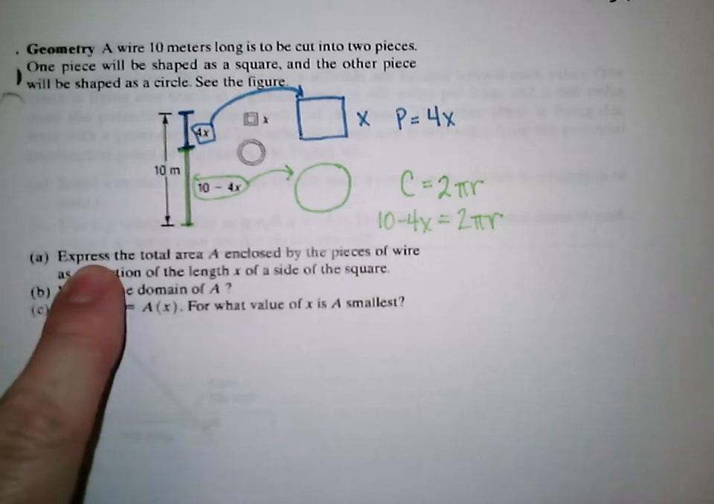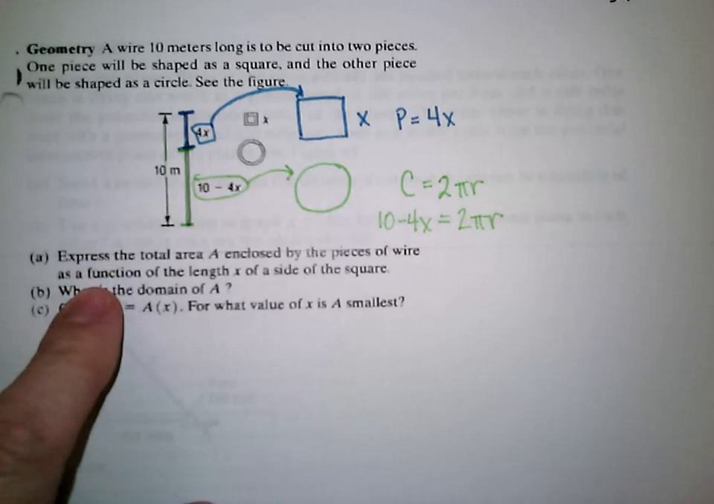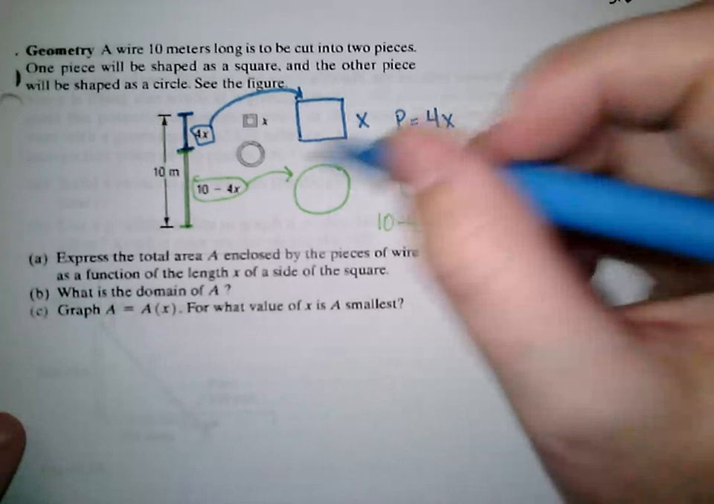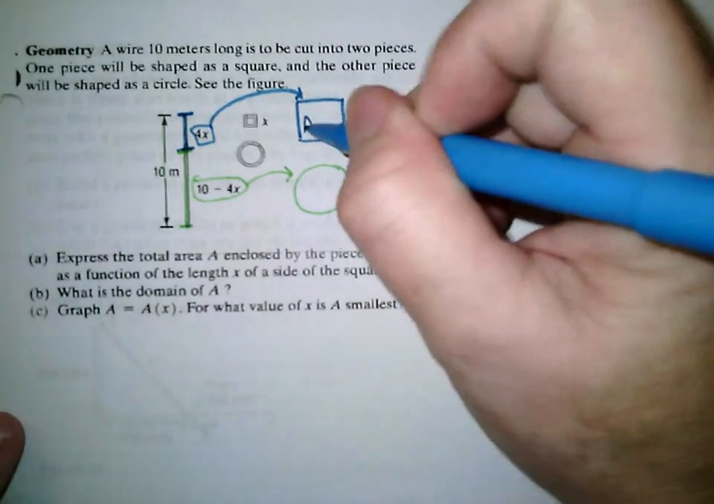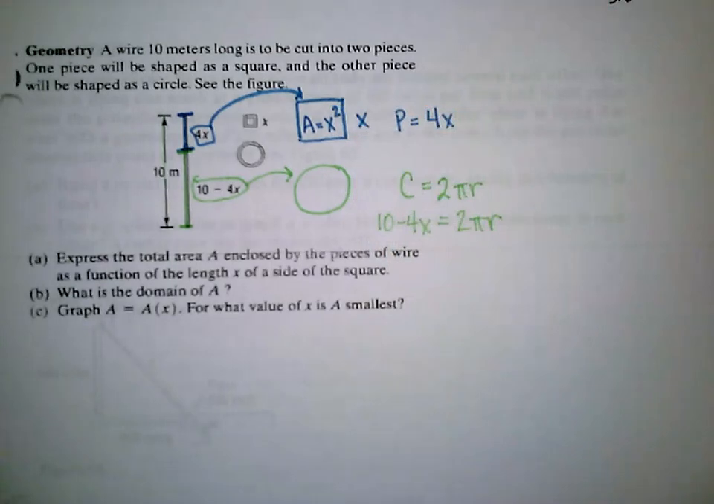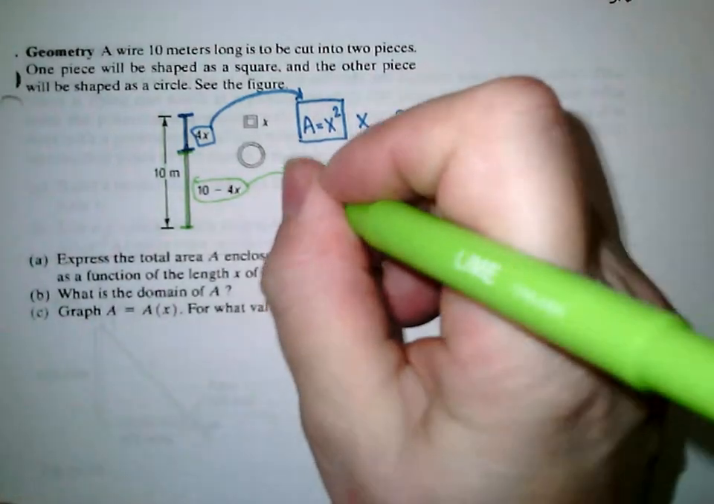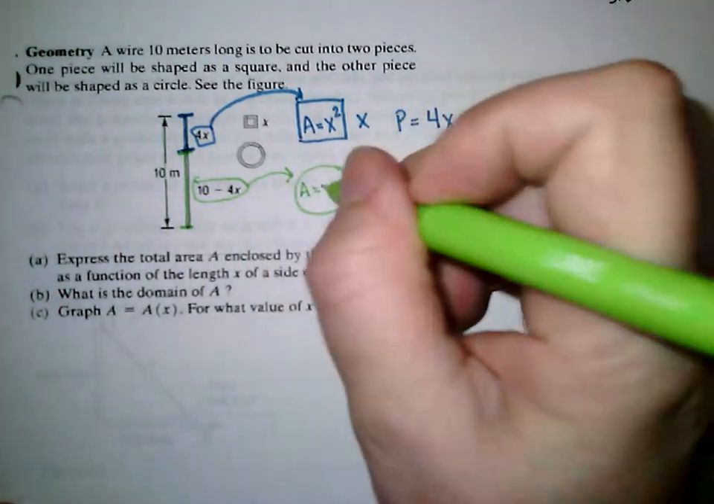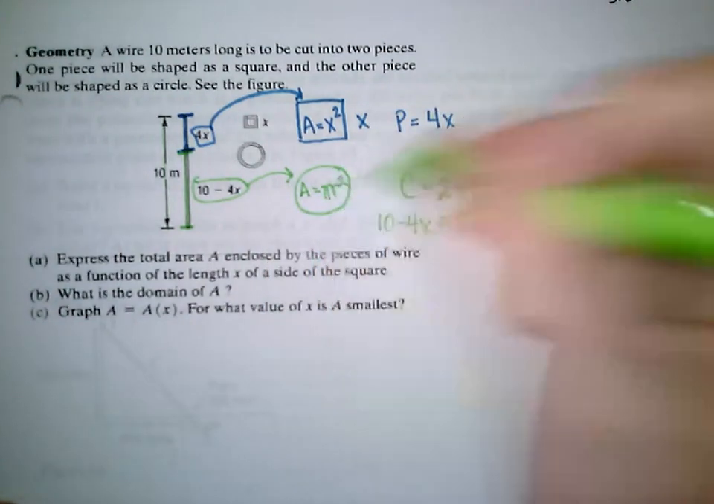We're supposed to be expressing the total area enclosed by the wire as a function of the length of a side of the square. So clearly, the area for this square is going to be length times width, so x squared. And the area for our circle, that formula is pi times radius squared.